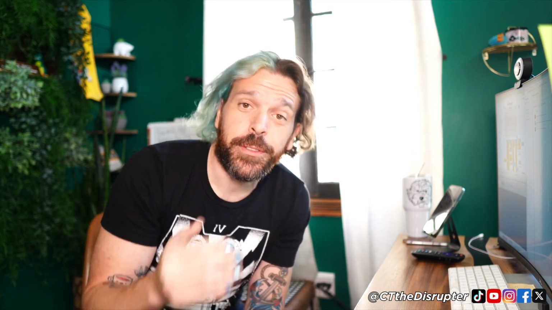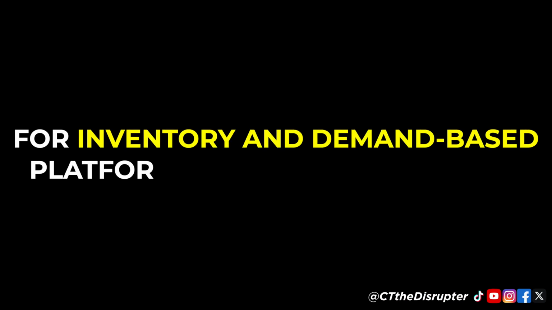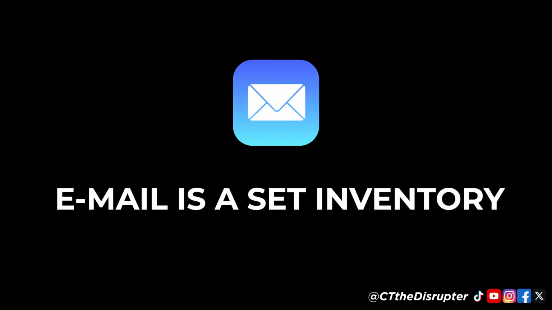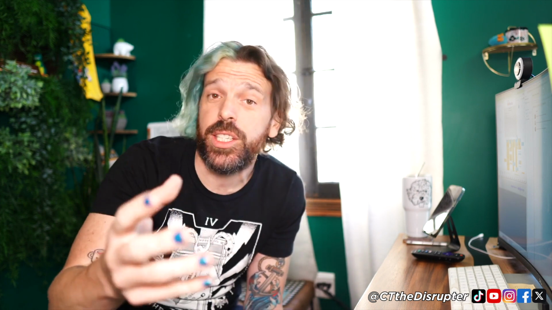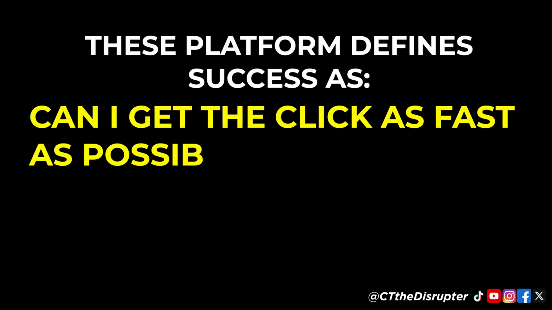Well, for sure, for email and Google and Amazon, of course. For inventory and demand-based platforms, this makes complete sense. Email is a set inventory. You want to get the best click-through rate you can. Google and Amazon are demand-based platforms. You want to get the most amount of clicks for the least amount of money that's going to turn into sales for your business. These platforms define success as, can I get the click as fast as possible?